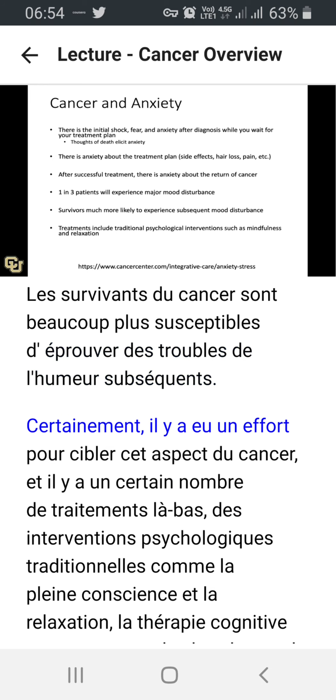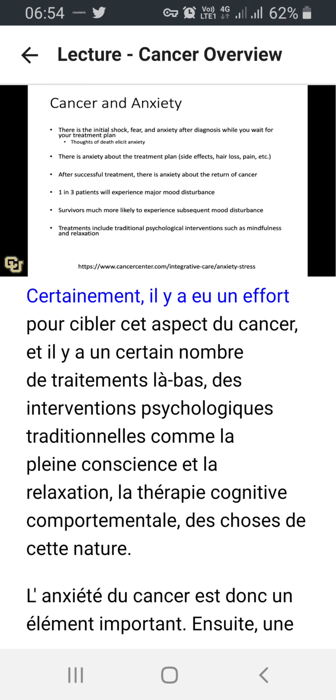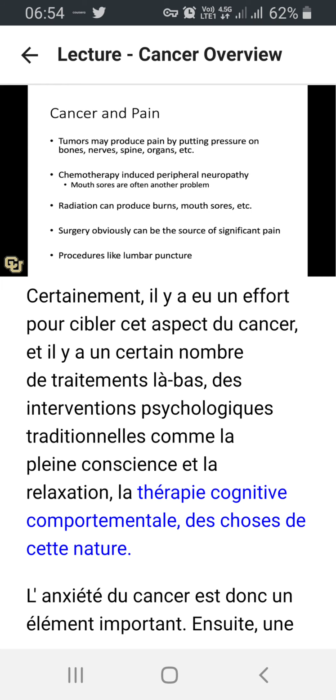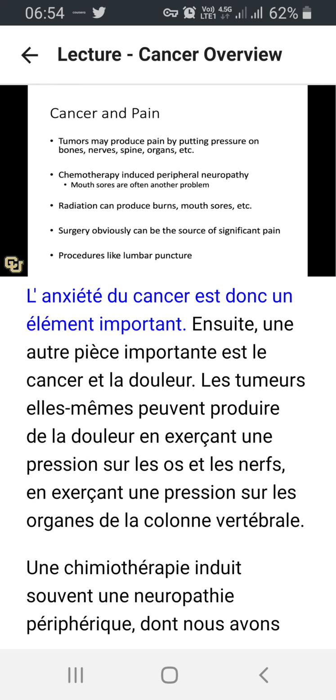And there has definitely been effort to target that aspect of cancer, and there are a number of treatments out there. Traditional psychological interventions like mindfulness and relaxation, cognitive behavioral therapy, things of this nature. So cancer anxiety is an important component. And then another important piece here is cancer and pain.